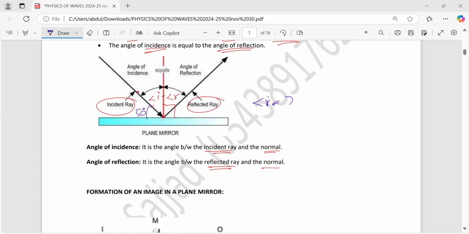Yes, correct. My dear friend, I don't want you should say this is equal. Numerically tell me the answer. What is the angle of reflection?